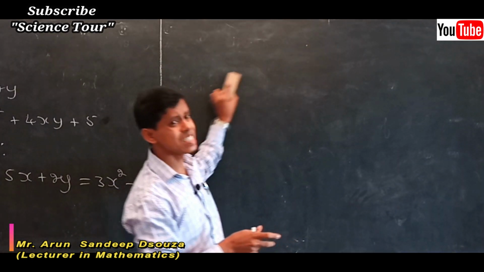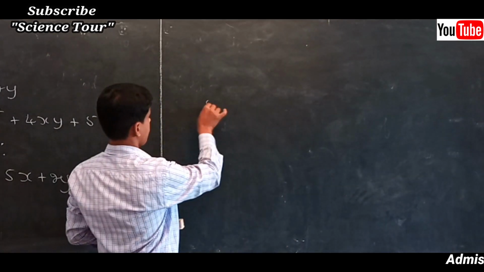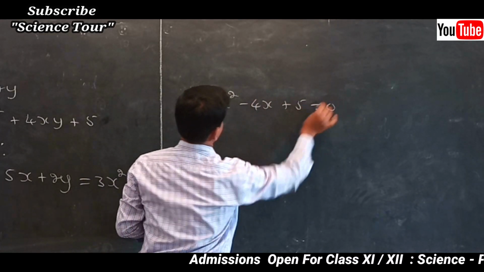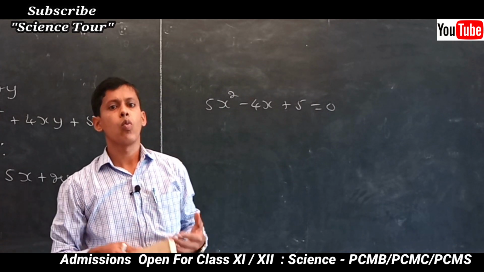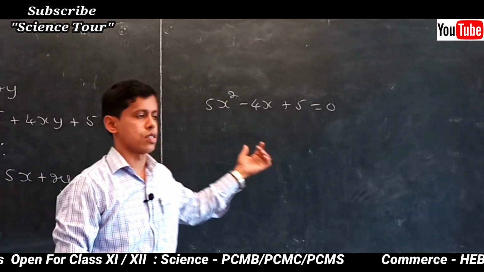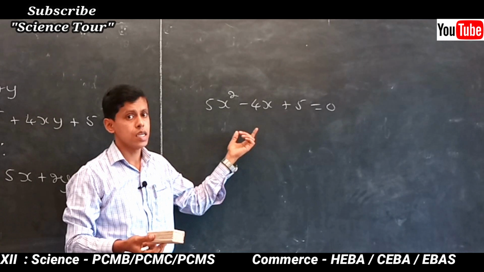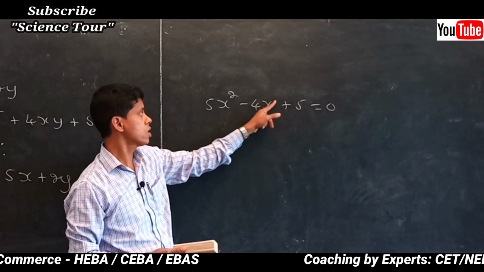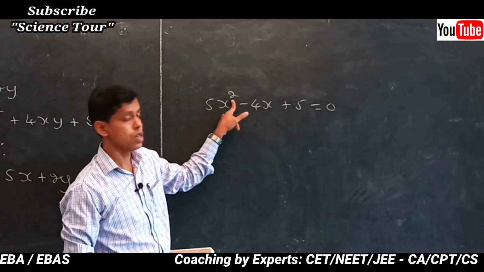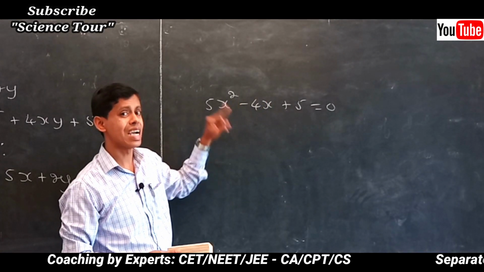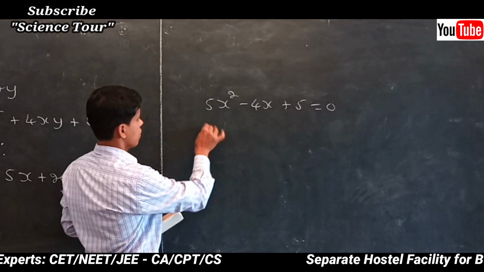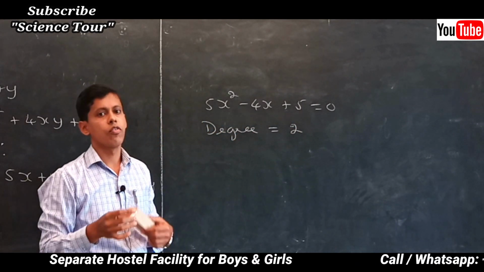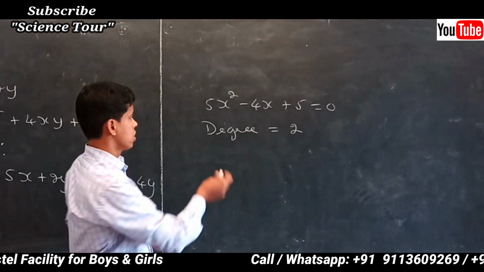Now, if I change the degree, now what is the degree of this equation? So, what is the meaning of degree? It is the highest power in the equation. So, what is the highest power? Here you have 1, but here you have the power 2. So, what is the highest power in this? 2. Therefore, the degree is 2.